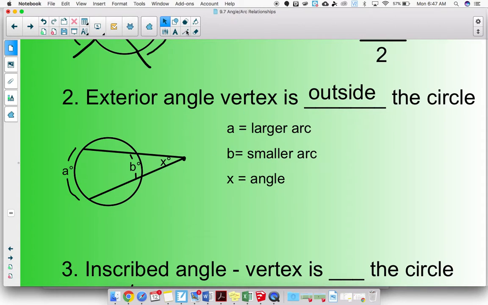And so very similar formula. The difference is when it meets outside, instead of adding, you're going to subtract to find X. So I'm going to take the bigger angle A minus the smaller angle B, and then divide it by 2.